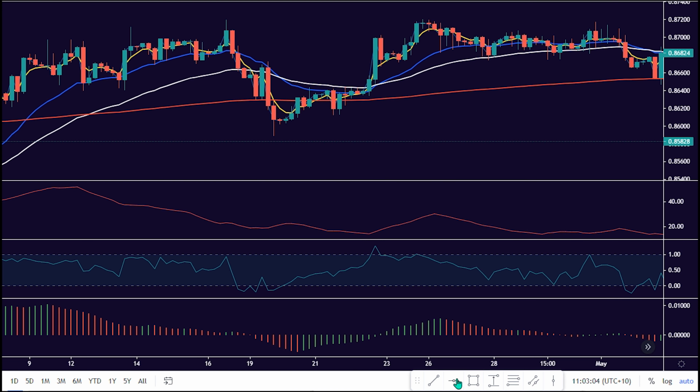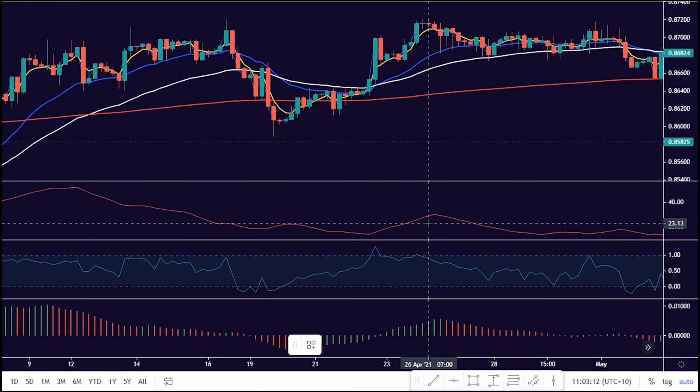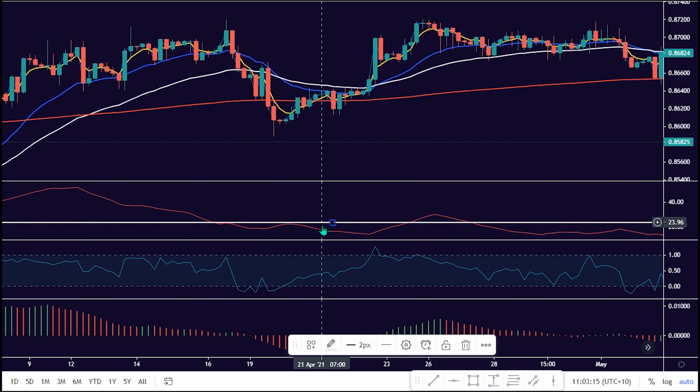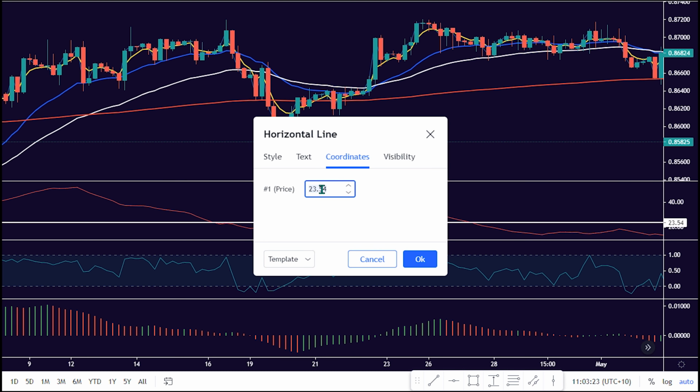Select the horizontal line from the Trend toolbox here. I already have it as one of my favorite tools on my list here. Implement the first horizontal line on the ADX indicator. Then we can tweak the value under the coordinate settings. Let's make the value to be 20.